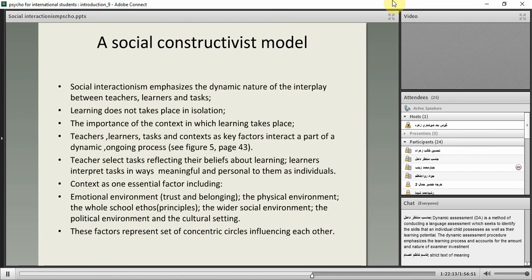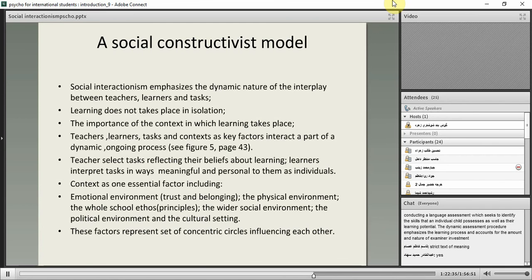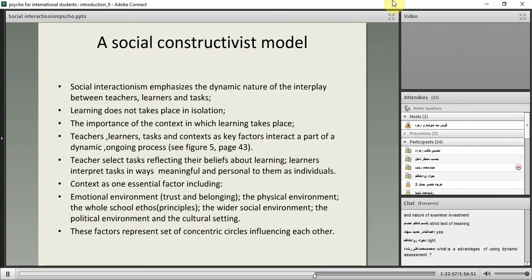test or examinations. The last point is the social constructivism model. They devise a kind of model which is illustrated on page 43. In this model, social constructivism emphasizes the dynamic, not the static, nature of the interplay between teachers, learners, and the tasks. That is, a number of bodies are involved in learning. Learning does not take place in isolation, not just by the learner, and it is not one way.